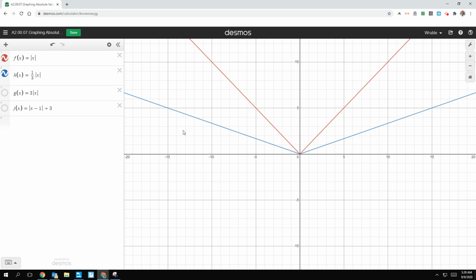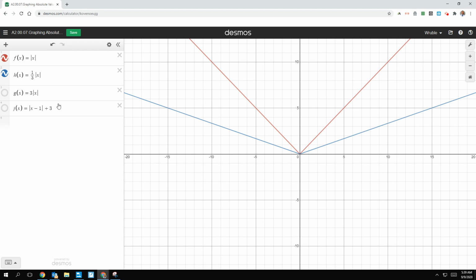So here we have h of x, and that is 1/3 times the absolute value of x. And so here we go up 1 over 3. 1, 2, 3. Up 1 over 3. So that's the slope of that line.